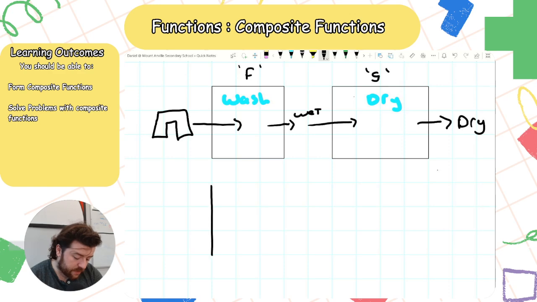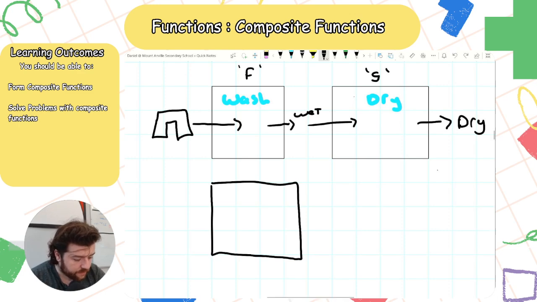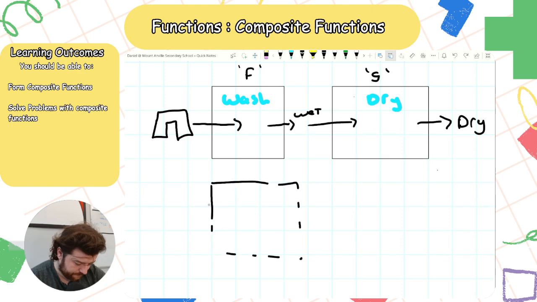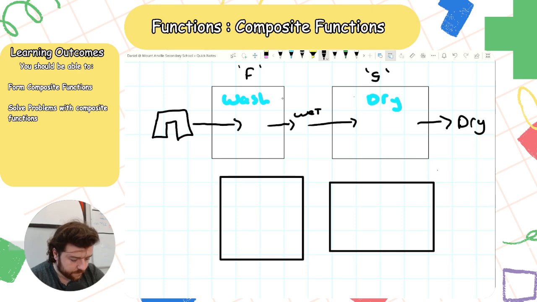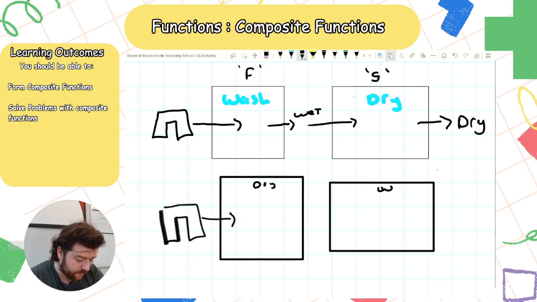But what about if I swap the order? If I swap the order, this is my dryer, and this is my washing machine. So my pants go in, they go into the dryer, they come out dry, well, drier. Then if I put them in the washing machine, they come out wet.